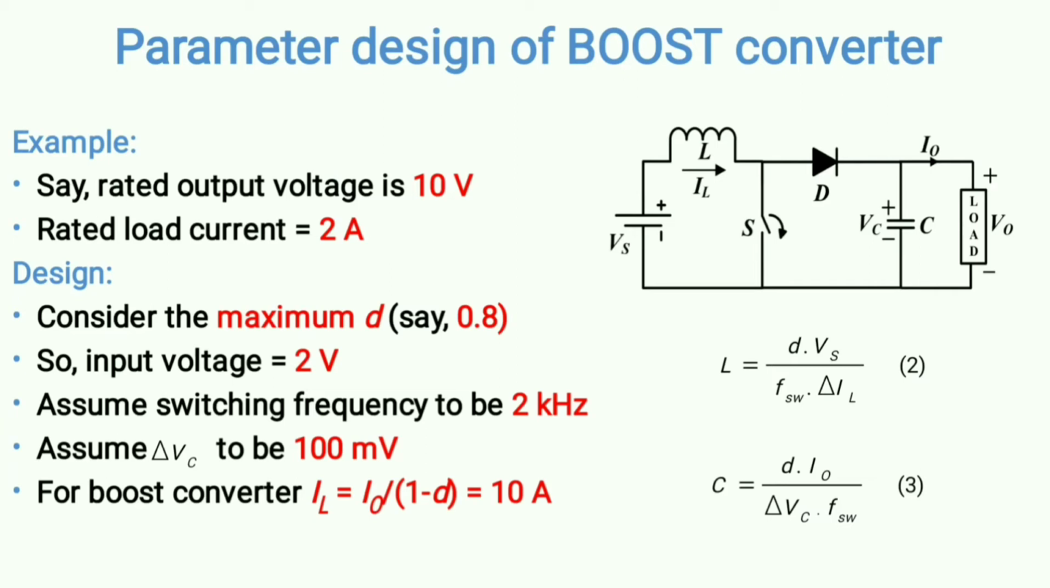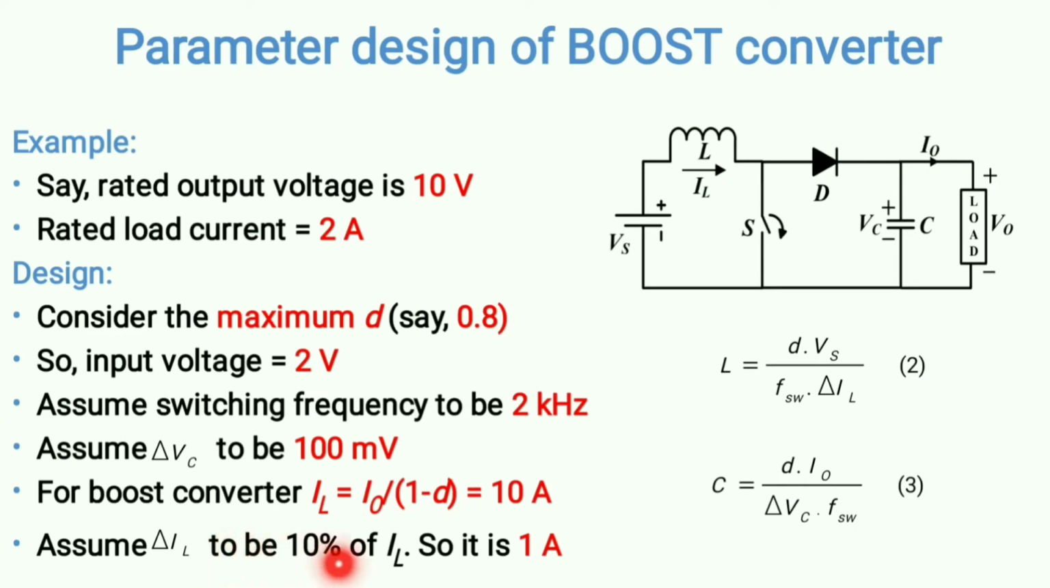Okay, so IL is the inductor current and I naught is the output current or the load current. And these all are actually the average values. So if you calculate, you will get 10 ampere to be your inductor current. And again assume your inductor current ripple will be 10%, which comes to 1 ampere. All right, so now you've got all the values, and if you put these values in these equations, you will get L and you will get C.